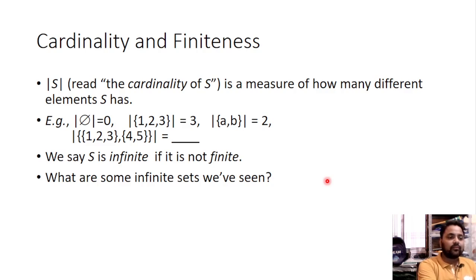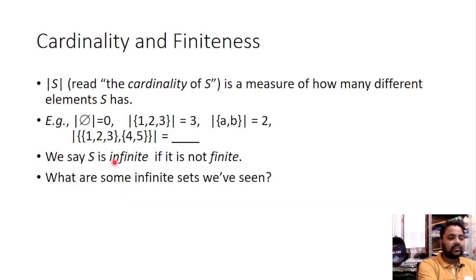Cardinality and finiteness. The cardinality of S is a measure of how many different elements S has. For example, the cardinality of phi is 0, the set {1,2,3} has cardinality 3, and {A,B} has cardinality 2. Likewise for {1,2,3,4,5}.